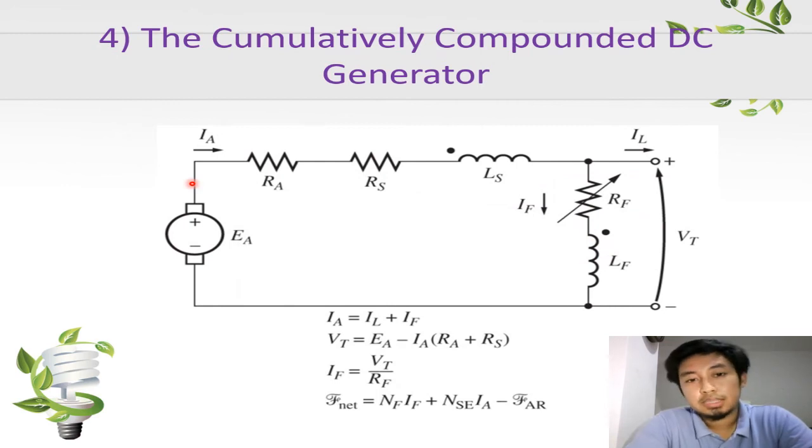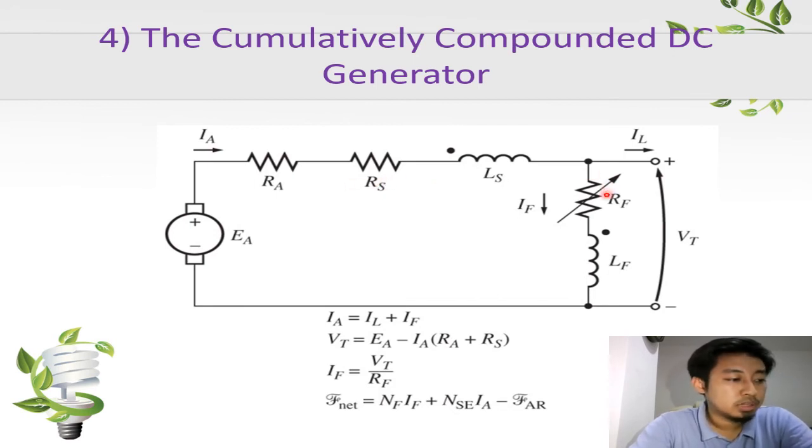Okay, so this is the cumulative compounded DC generator. This is the same as for the motor circuit, but here we will cover only the cumulative compounded DC generator. We call this a long shunt DC generator. This is the combination of both the series and shunt fields connected, so the magnetomotive forces from the two fields are additive.